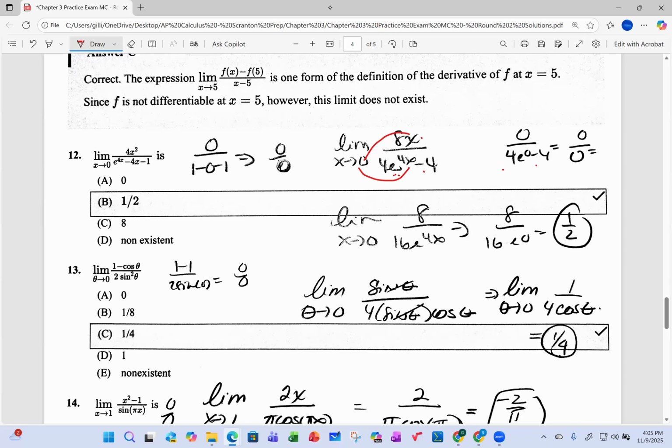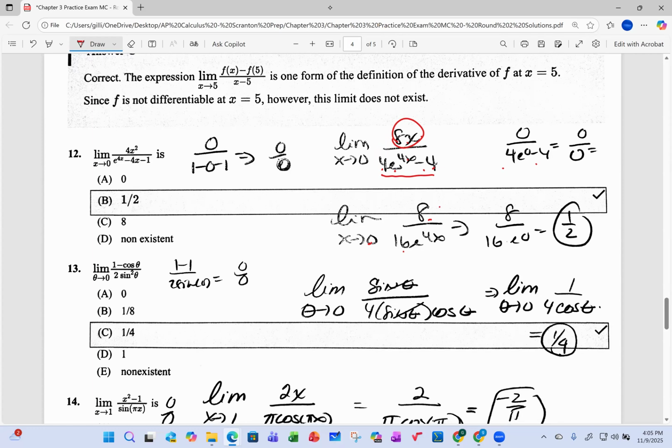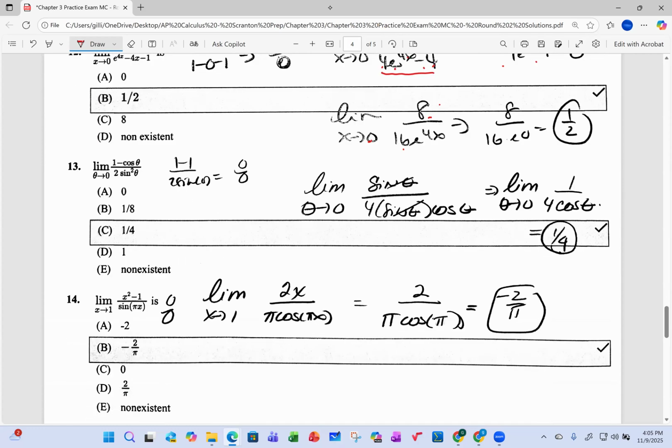So who am I going to call? L'Hopital. The derivative of the top of this right here is now 8. And the derivative of this is e to the 4x times 4, which is 16. And the derivative of minus 4 is 0. Let x go to 0. E to the 0 is 1. And 8 over 16 is 1/2.